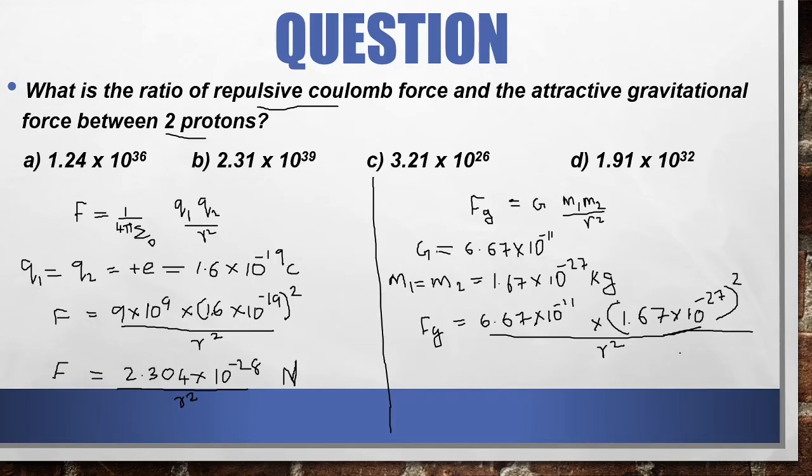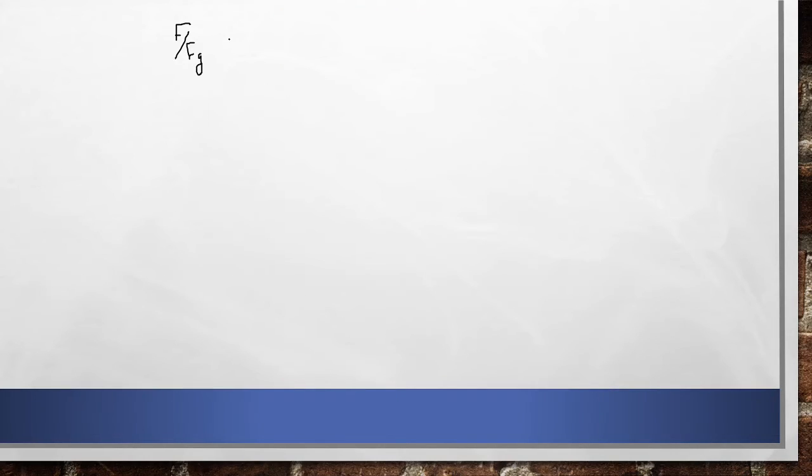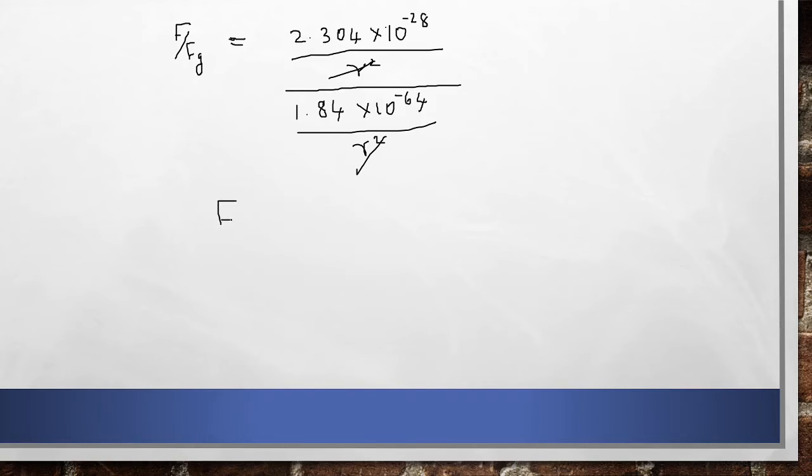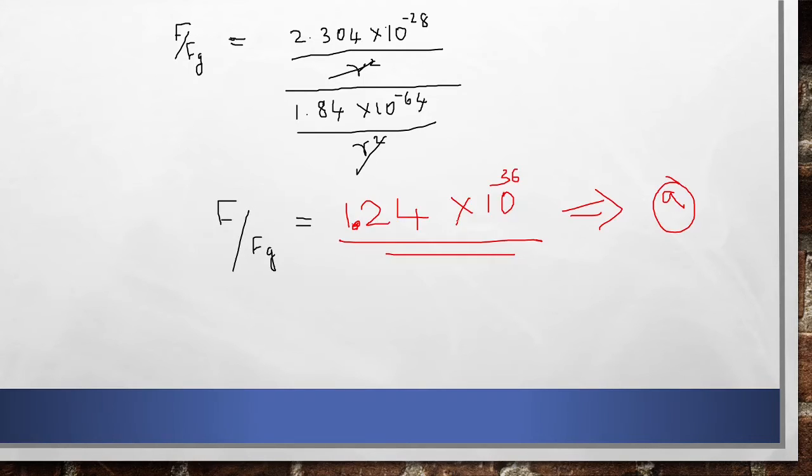So by multiplying this, we will get Fg is equal to 1.84 into 10 raised to minus 6. So now we have got both the values. I hope you understand this. Now what is the question? We should find the ratio of this, right? Simple, just put the values and divide. You will get F by Fg, and by dividing this, you will get the final value as 1.24 into 10 raised to 36.